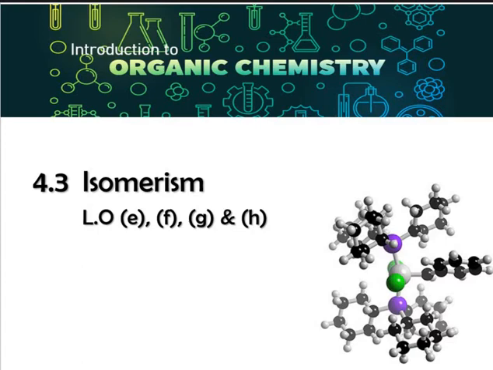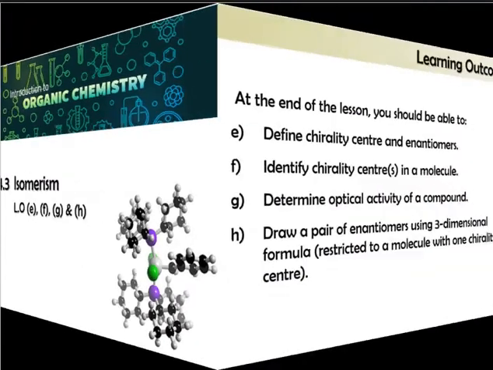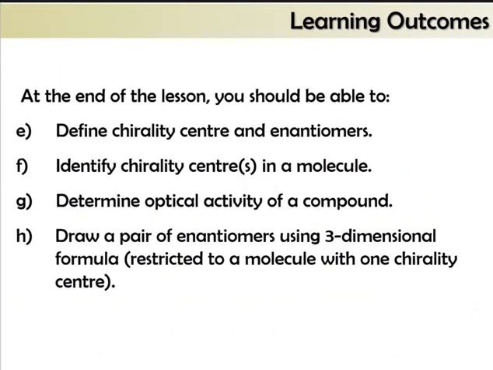LOE until H. So, this is the learning outcome for this lesson. At the end of this lesson, you should be able to define a chirality center and enantiomers, identify chirality centers in a molecule, determine optical activity of a compound, draw a pair of enantiomers using 3D formula restricted to a molecule with one chirality center.